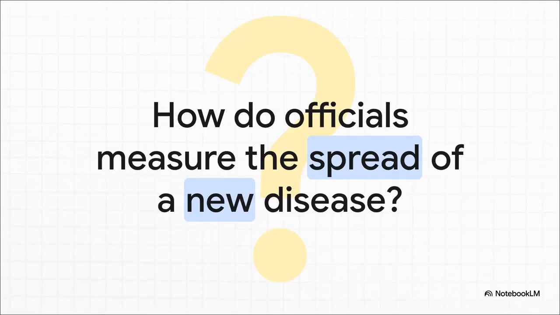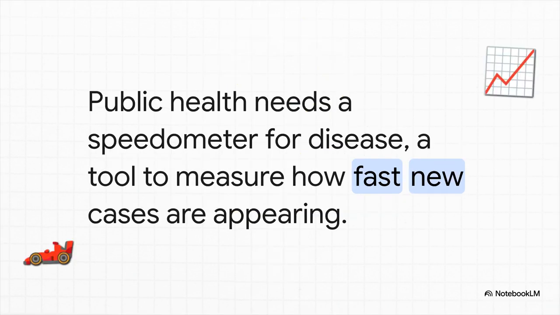So picture this. You're a public health detective, right? A brand new illness starts popping up in a community. People are getting sick. The number one question on your mind is, how fast is this thing moving? How do you even start to measure that? Well, you can't just count up the total number of people who were sick. That doesn't really tell you anything about its momentum.